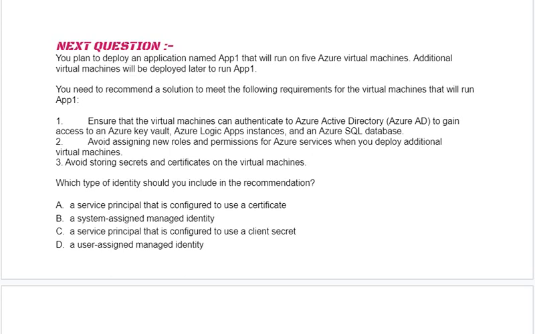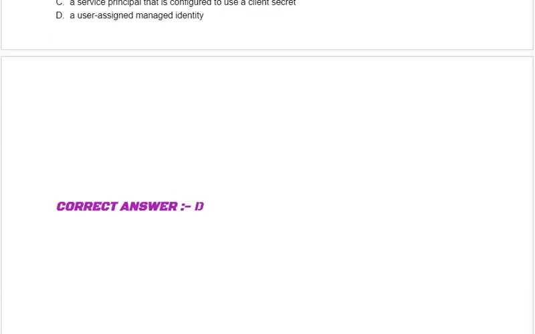Option A, a service principal that is configured to use a certificate. Option B, a system assigned managed identity. Option C, a service principal that is configured to use a client secret. Option D, a user assigned managed identity. Correct answer is option D.